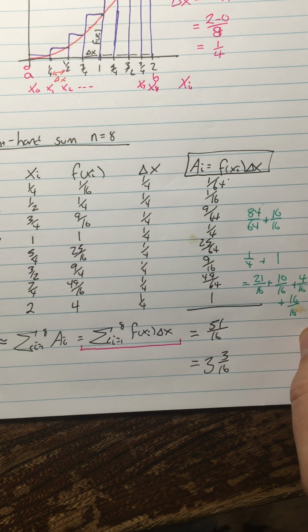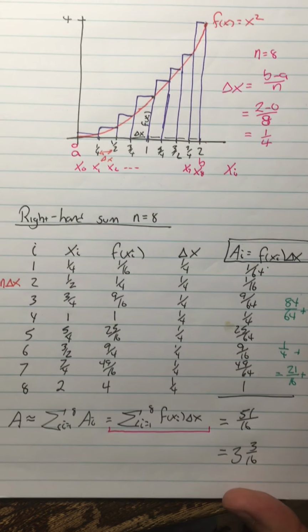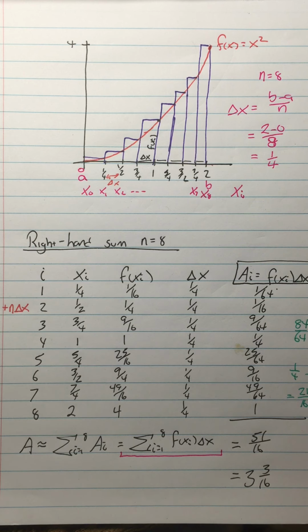All right. That's my right-hand sum, and you should actually go ahead and do the left-hand sum. So let's pause the video. You do the left-hand sum with n equals 8. I'm going to do the left-hand sum with n equals 8, and we'll compare notes at the end.